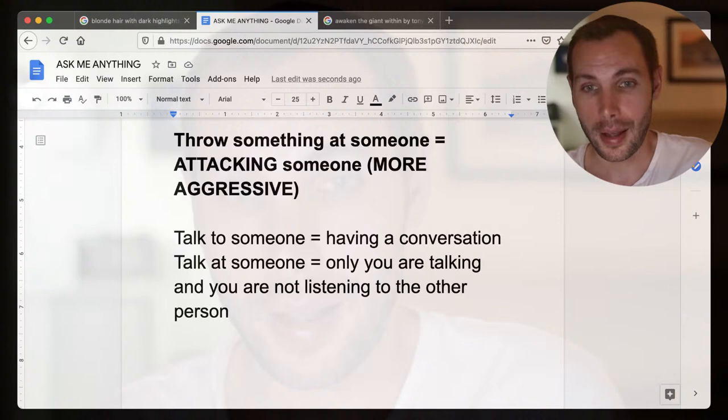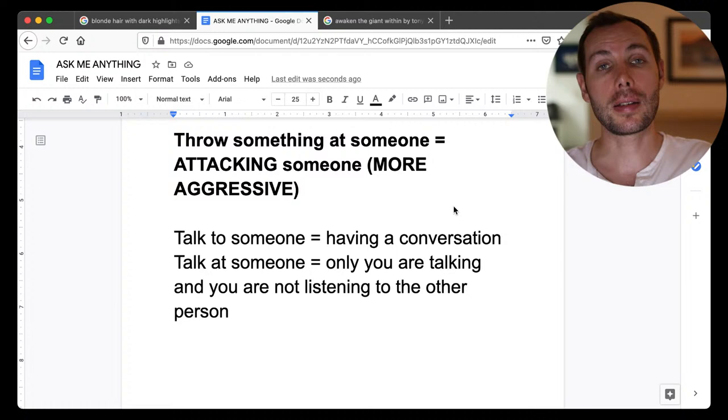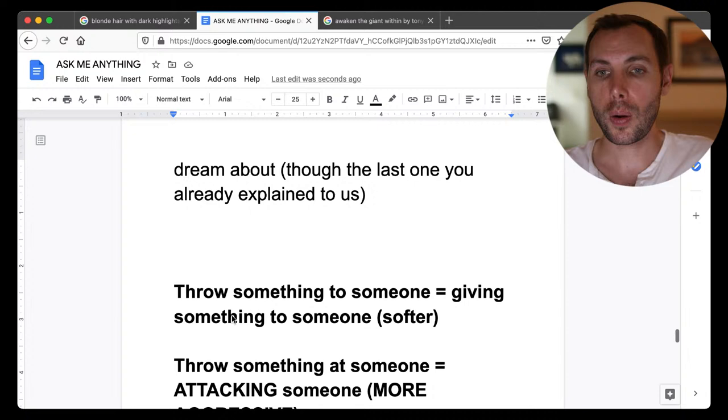You could also say speak at someone, speak with someone, speak to someone. So at, in these words, has that meaning of kind of more aggressive, okay? So that's why I say it's so important to learn the correct prepositions, because just one little word there, talk to, talk at, throw to, throw at, can make a huge difference.